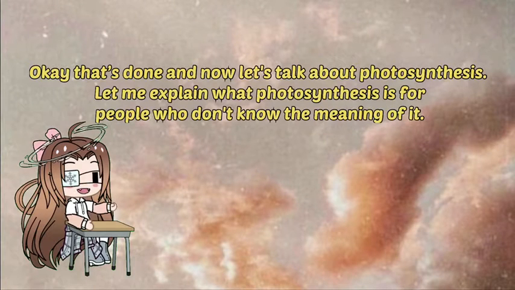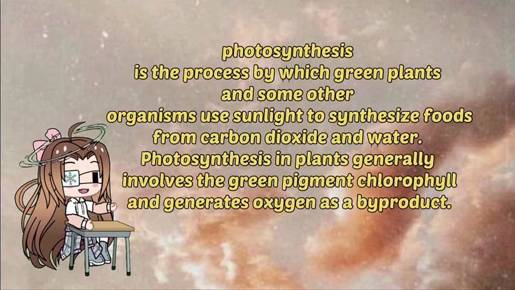And now let's talk about photosynthesis. Let me explain what photosynthesis is for the people who don't know the meaning of it. Photosynthesis is the process by which green plants and some other organisms use sunlight to synthesize foods from carbon dioxide and water. Photosynthesis in plants generally involves the green pigment chlorophyll and generates oxygen as a byproduct.